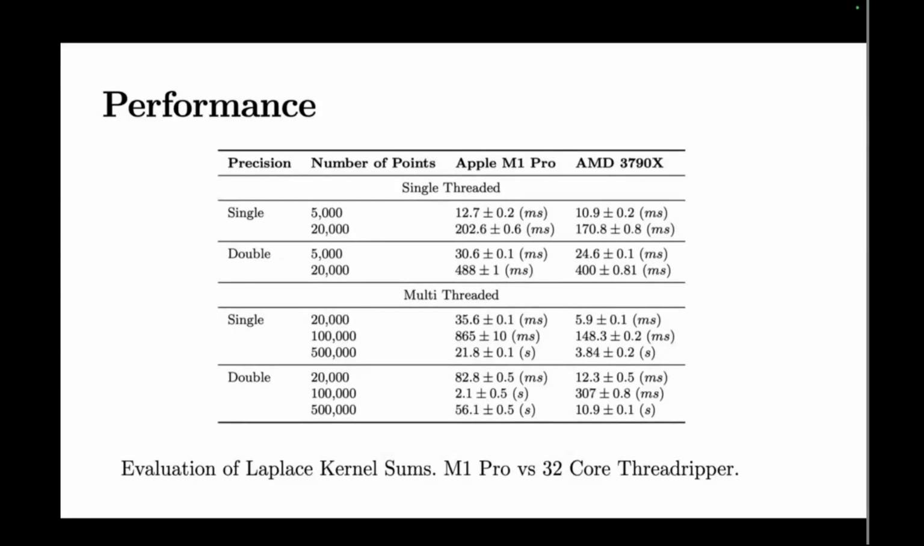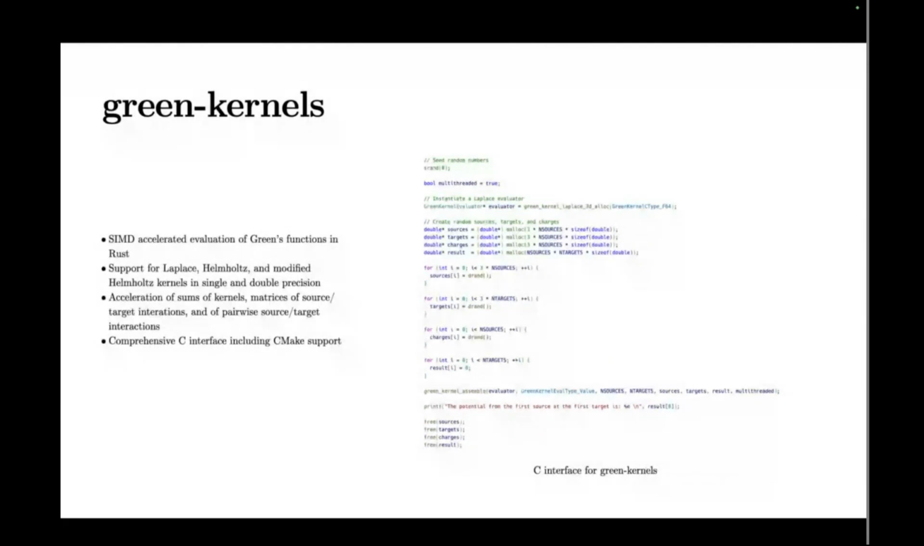Here we've gone even over to 500,000 points in reasonable time, 20 seconds on M1 Pro and just over 3 seconds on the Threadripper, which is pretty amazing in single precision. The way we use this in practice, as part of our big application, is that these operations are done on single cores, and then threading is done higher up. Okay, so that's fine, and the corresponding library for this is called Green Kernels, our low-level Rust library.